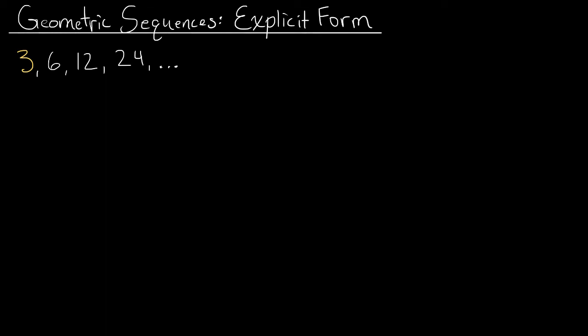In this video, we are going to look at geometric sequences, and we're going to look at them in explicit form. I have a geometric sequence written out here. It goes 3, 6, 12, 24, and so on. And the thing that makes this a geometric sequence is that we have a common ratio in between each two terms.